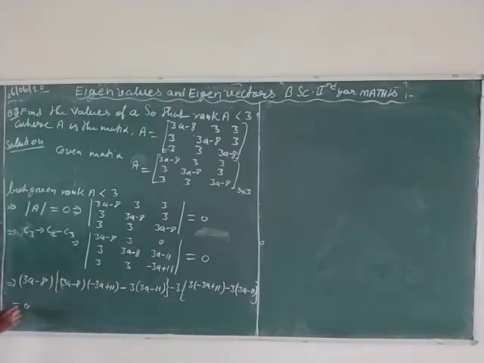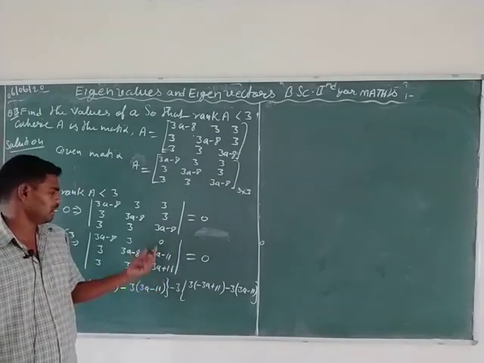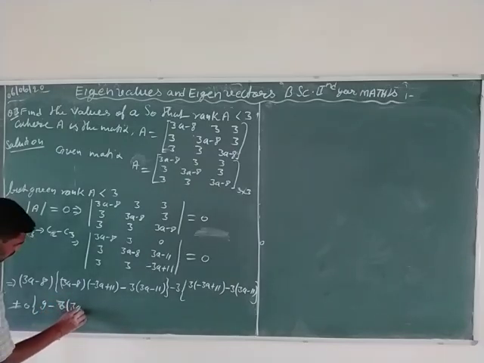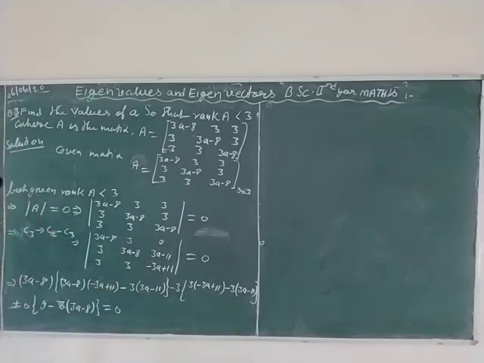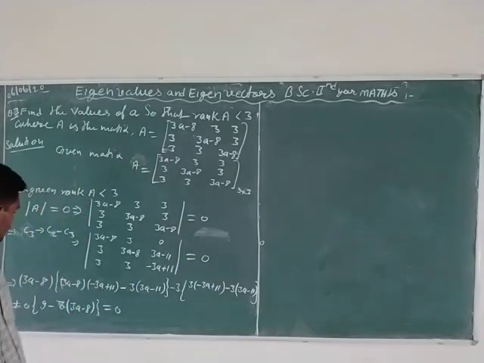So 0 plus 0. Multiply here, taking 0, eliminate the third column and first row, multiply 3 with 3 is equal to 9, minus 3 times in bracket 3a minus 8 is equal to 0. RHS is 0, so it is equal to 0. Simplify this and you can calculate the value of small a.